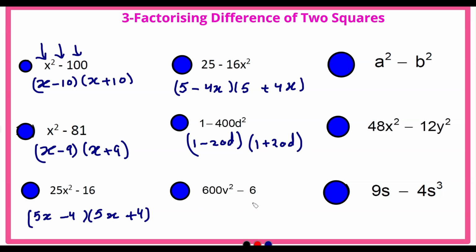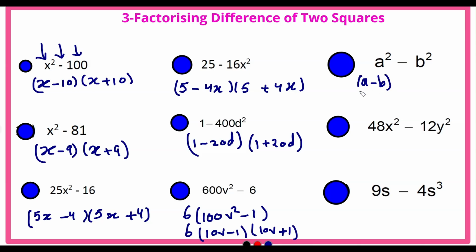What about that? We said if there is a common factor, take it out first. So the common factor here is 6. You get 100v squared minus 1. So it's 6 times 10v minus 1 and 10v add 1. Same thing here. a minus b, a add b.